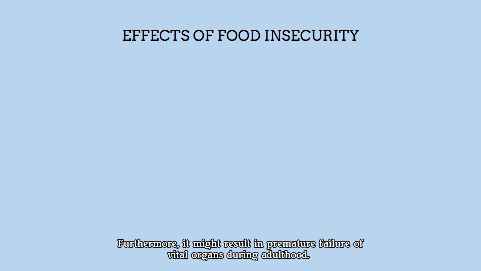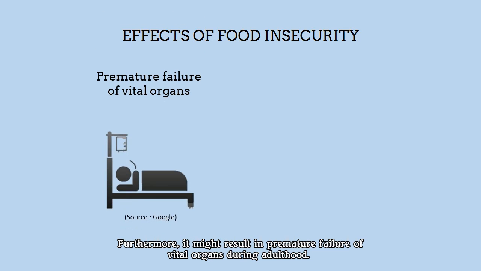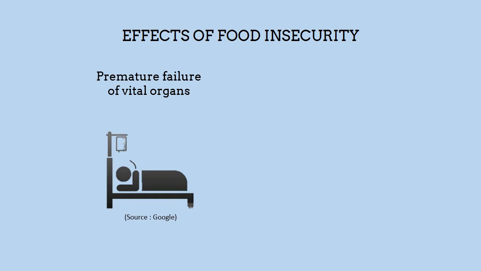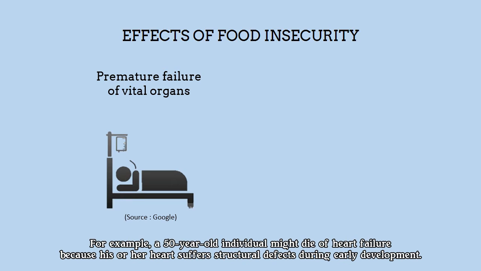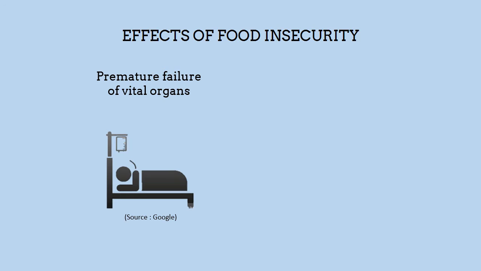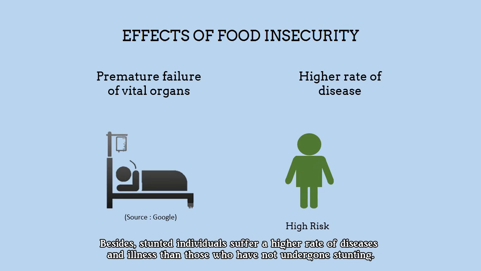Furthermore, it might result in premature failure of vital organs during adulthood. For example, a 50-year-old individual might die of heart failure because his or her heart suffers structural defects during early development. Besides, stunted individuals suffer a higher rate of diseases and illness than those who have not undergone stunting.